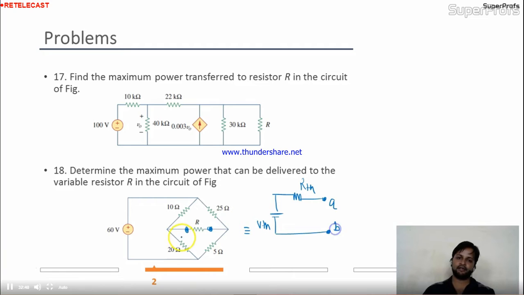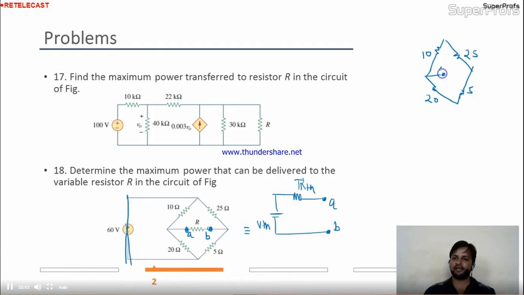A and B. Here is the point A and B. So how to calculate RTH? To find out the RTH, I have to turn off all the independent sources working in the circuit. So here I am having 60. So this 60 will be short circuited. So your resultant or reduced circuit will be like 25, this is 10, 20, and this is 5. This is the A and B, over which we have to calculate the resultant.